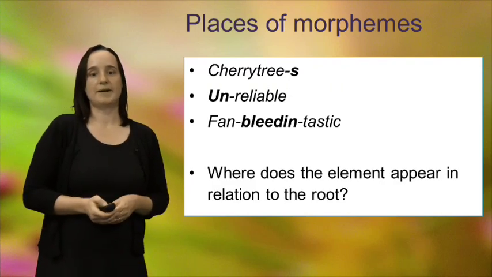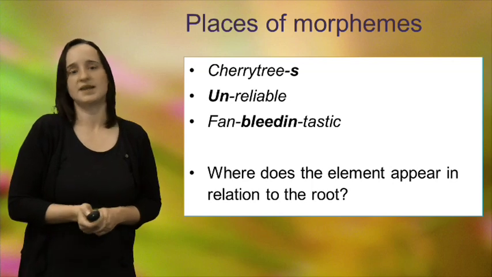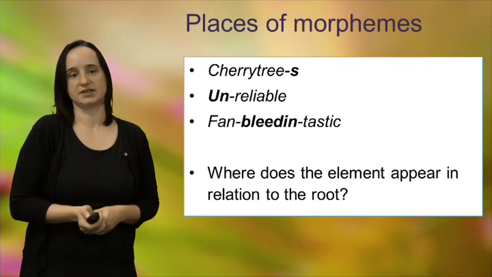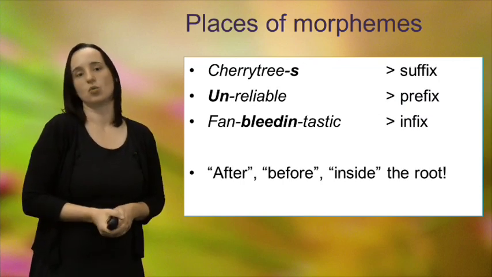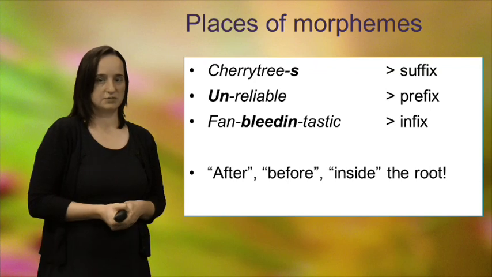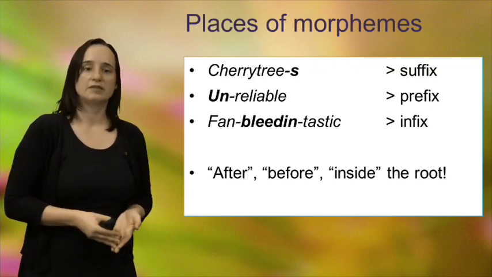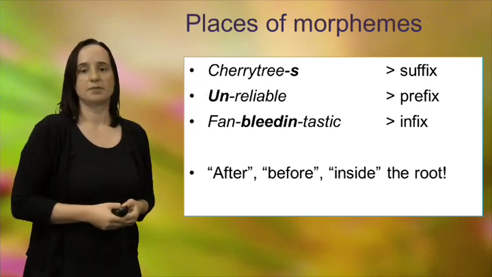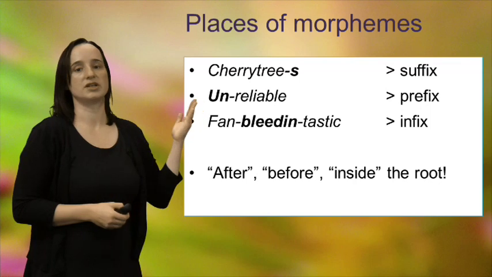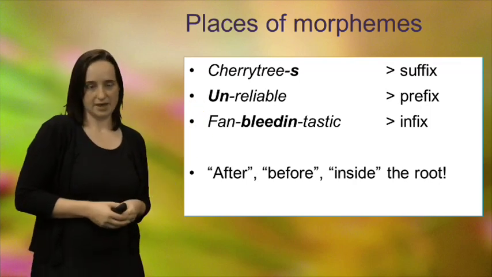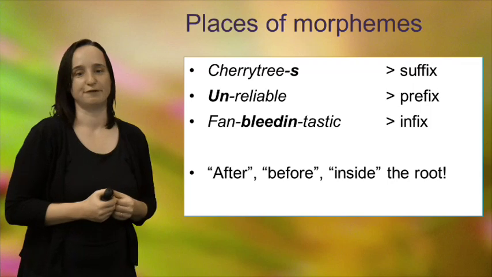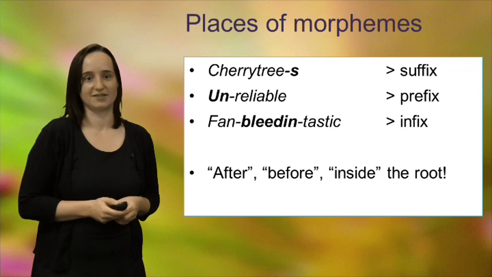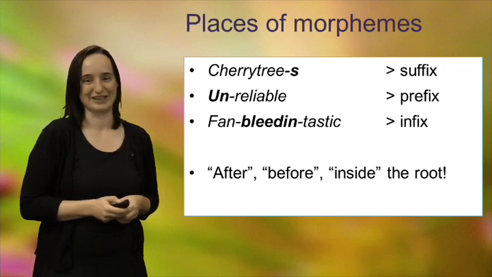Right, so we really have to see where an element appears in relation to the root, in relation to the element it attaches to, and that's how we can then distinguish different types of morphemes. So when something comes after the element it attaches to, it is a suffix. When something appears before the element it attaches to, it is a prefix. And when something appears in the middle of a root, as in fun-bleeding-tastic, it is an infix. And there are many worse infixes in English. I think this is probably the lightest one we could find.